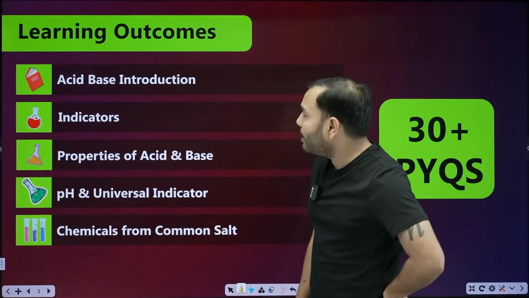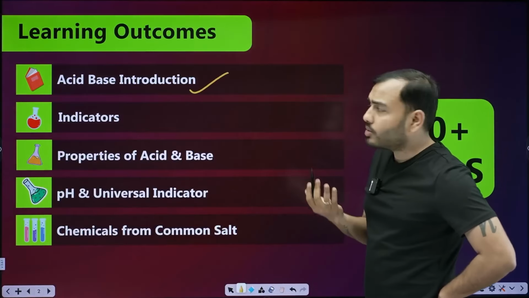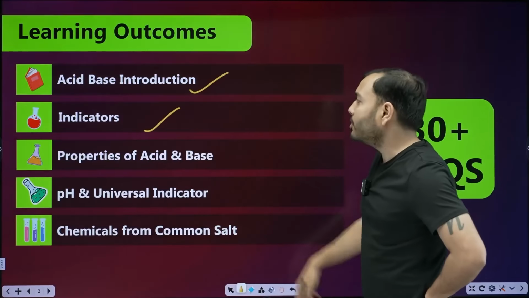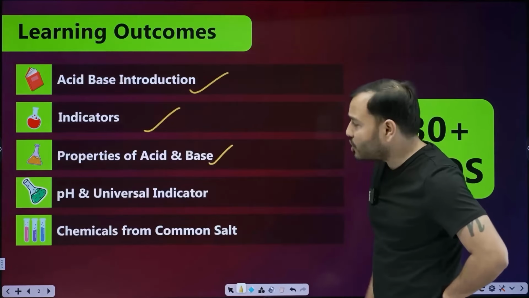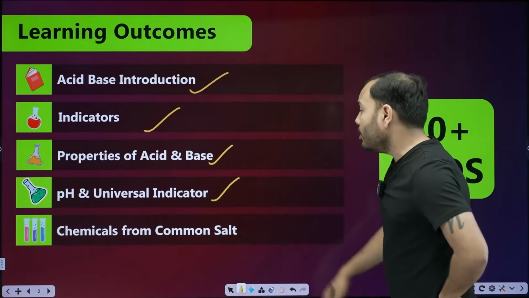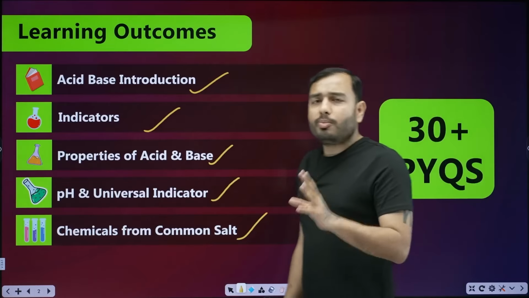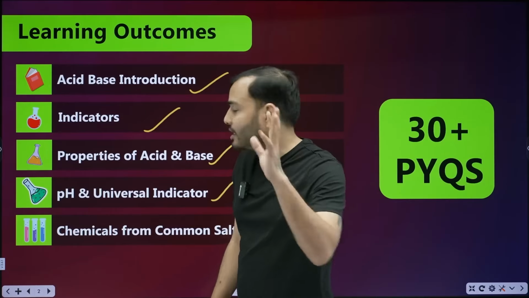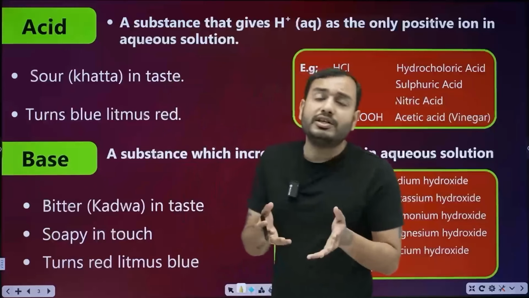In acid, bases and salts, what do you have to study? One, what are acids and bases? What are indicators? Acid-base properties, meaning reactions, we have to study. What is pH? What is universal indicator? From common salts, some chemicals are made that we have to study. Everything will be understood very easily, and will be memorized too. Let's start first of all.